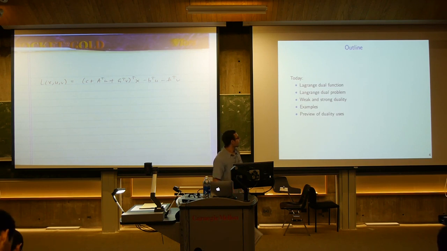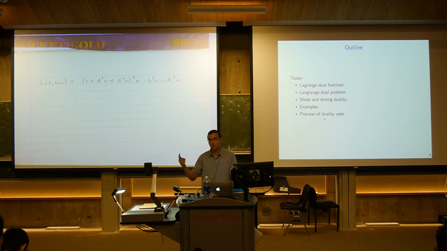Here's the outline for today's lecture. We'll talk about these things in a bit more detail: the dual function, the dual problem. We'll introduce notions of weak and strong duality. We've mentioned these words already, but we'll make them formal. We'll give some examples, and then we'll preview just one use of the dual. We'll revisit uses of duality in a couple of lectures.